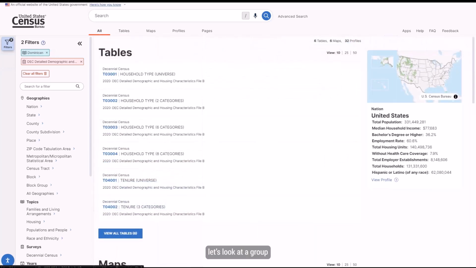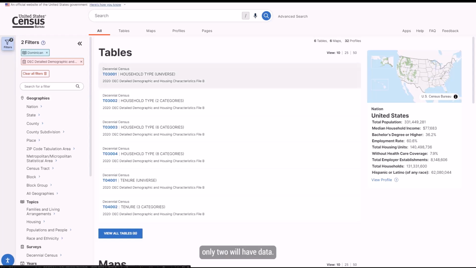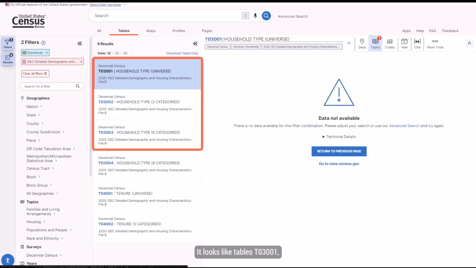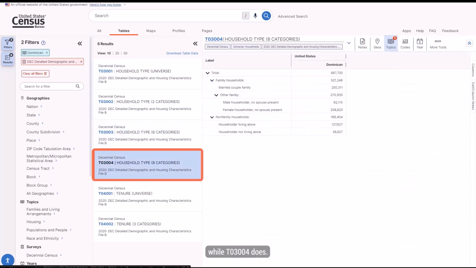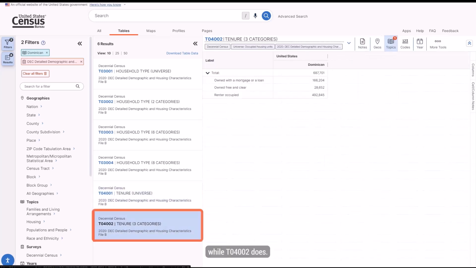For our last example, let's look at a group with an even larger population in the US. Let's look at the Dominican population. This time we receive back all 6 tables, but again, we should only expect that only 2 will have data. It looks like tables T03001, T03002, and T03003 do not have any data, while T03004 does. And then for the tenure tables, once again, T04001 doesn't have any data, while T04002 does.